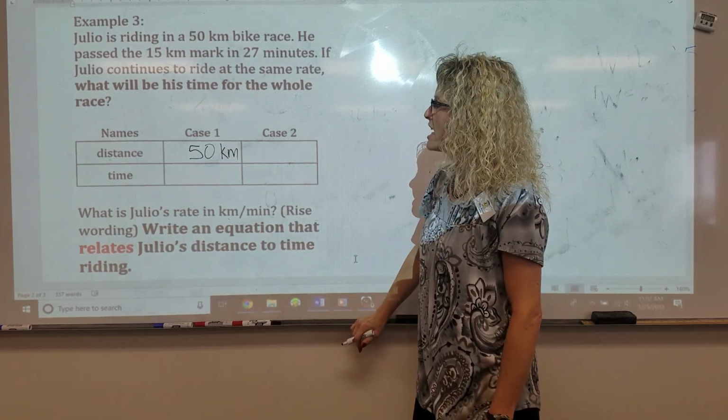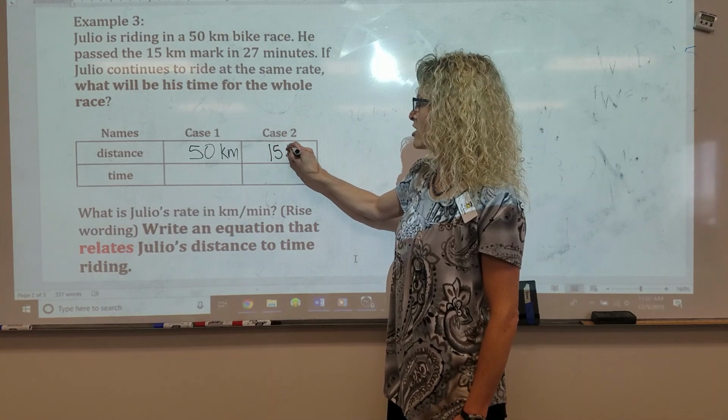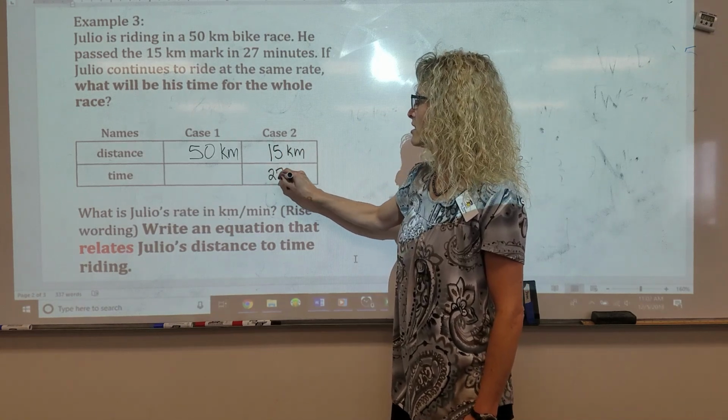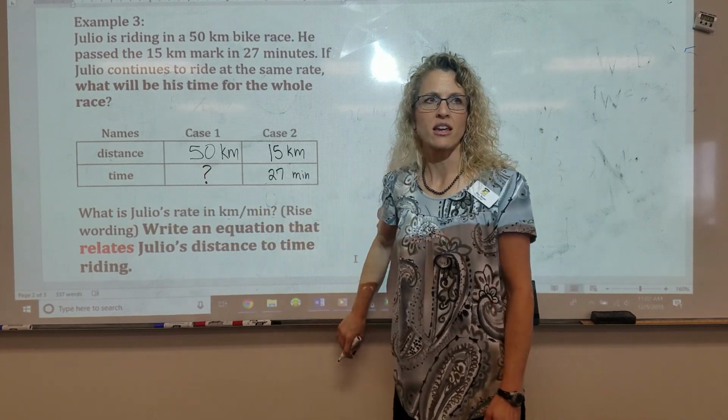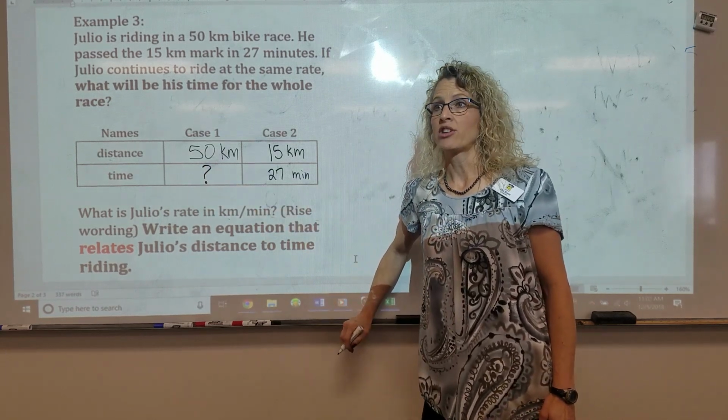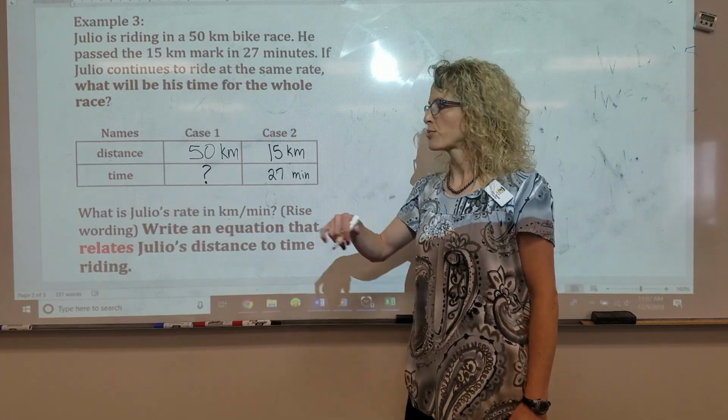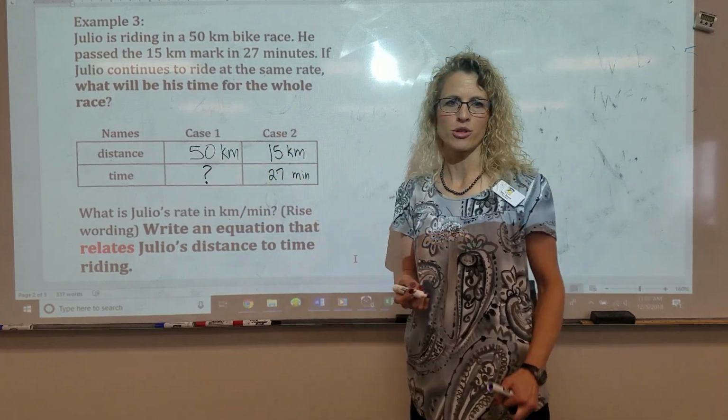So here's a bike race that was 50 kilometers in length. The question says, if I had ridden 15 kilometers and it took me 27 minutes, how long would the whole race take? So again, we have another proportion to set up. On your papers, would you write me a proportion? Put your pencil up when you've got it.